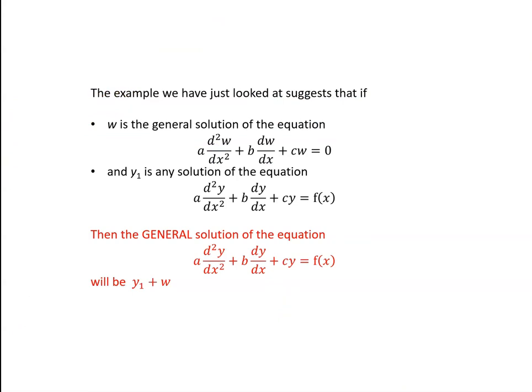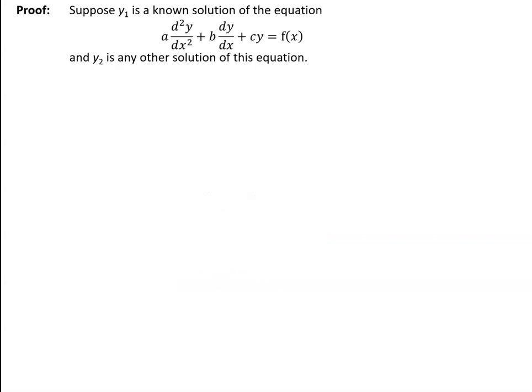So what this example suggests is that if we can find the general solution of the equation d2w/dx squared plus b times dw/dx plus c times w equals 0, and we can find a solution of the differential equation a times d2y/dx squared plus b dy/dx plus cy equals f of x, then the general solution of that differential equation will simply be of the form y1 plus w. Now we'll try and see why that's the case.